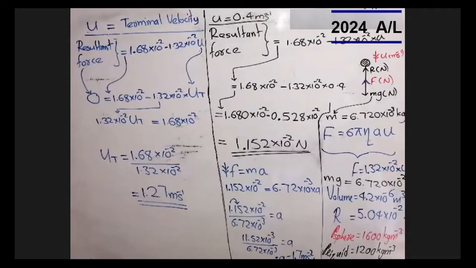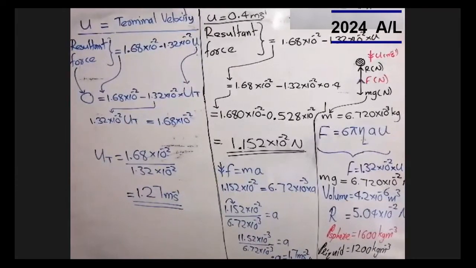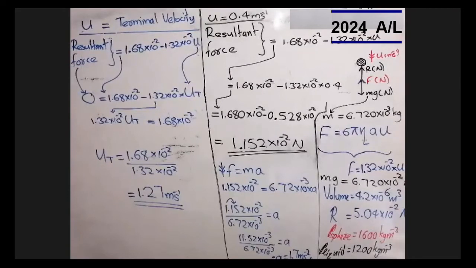Now my question is, will the velocity increase after the terminal velocity? Somebody please unmute the mic and tell me. No, sir. Is it possible to increase the velocity of the sphere greater than the terminal velocity? No, sir. So it means terminal velocity is the maximum velocity. Velocity cannot be increased further. I can prove it like this.